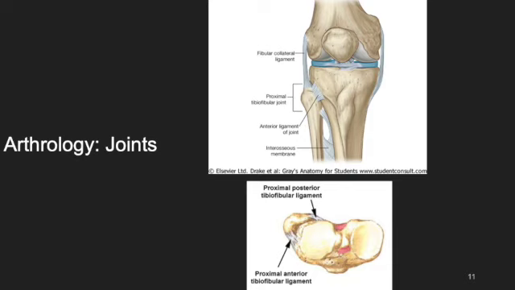Now looking at the arthrology, before we've looked at the tibiofemoral joint, the knee joint. Now what I really want you to focus on is that section where the tibia articulates with the fibula. That's going to be my proximal tibiofibular joint. Understand that we're going to have a proximal posterior and a proximal anterior tibiofibular ligament. Again, it says what it is. Those ligaments are pretty easily named because they're literally named based on where they are.